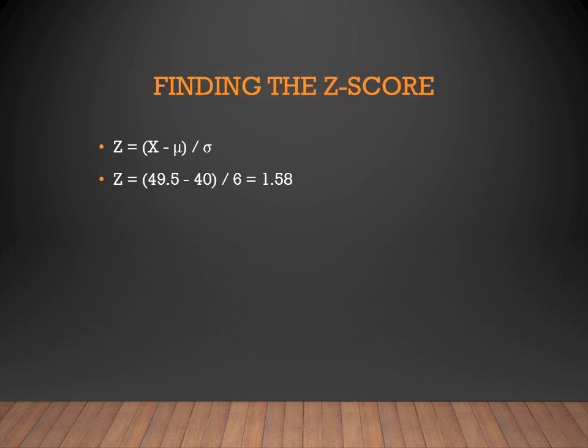We convert our cutoff point, 49.5, into a z-score. The z-score tells us how many standard deviations above the mean our value is. The formula is z equals the value minus the mean, divided by the standard deviation. Plugging in, that's 49.5 minus 40, divided by 6, which equals approximately 1.58. This z-score will let us look up the probability in standard normal tables, or use a calculator.